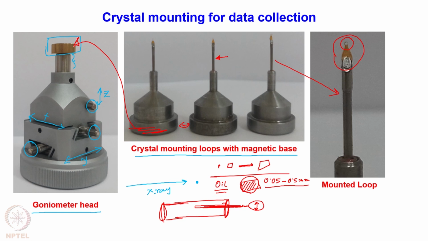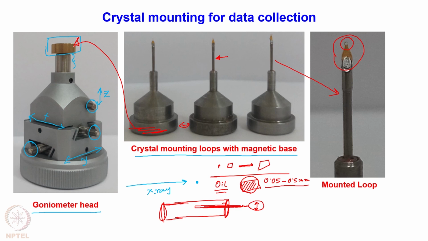So by selecting good crystals, by cutting them into proper shape and size, and then by mounting it on this loop, we put those crystals on top of a goniometer head. How do we know that it is a good single crystal? Until and unless we shine X-rays to it and see the diffraction, we do not know whether it is a good crystal or a bad crystal.